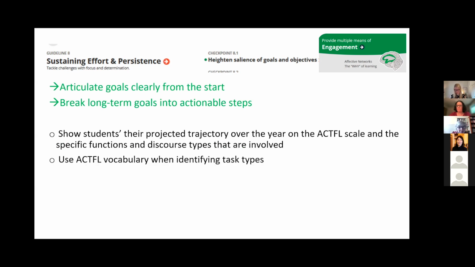Show their trajectory over the projected year on the ADFL scale. The ADFL scale is very powerful. The specific discourse types and functions. Use this vocabulary when identifying task types to remind them that they are moving towards achieving their goals. Revisit the specific functions and discourse types periodically.